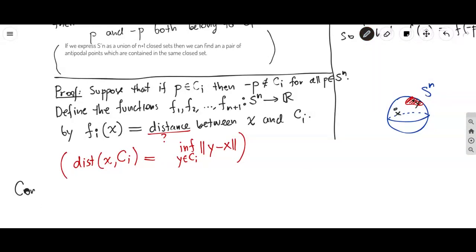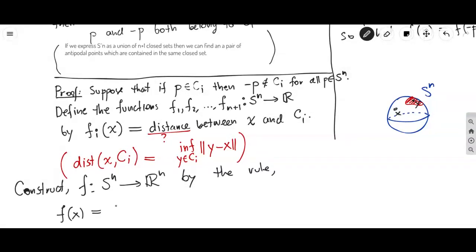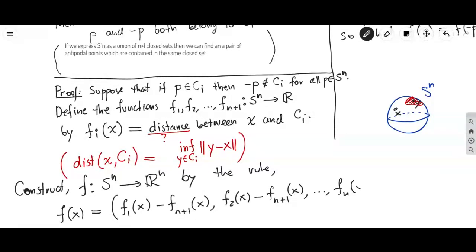And now you're going to construct the function f from Sn into Rn by the rule that f of x, and this is something we saw with the ham sandwich theorem, is you're going to take every one of these functions that you've constructed and subtract some fixed function away from it. Let's say the last function on our list: fi of x minus Fn plus 1 of x, like this.